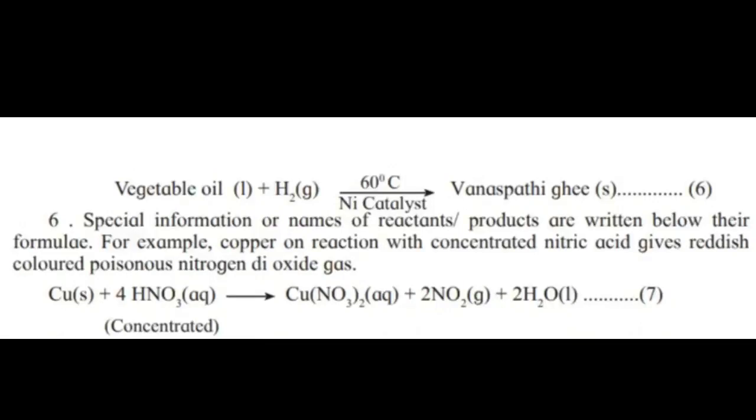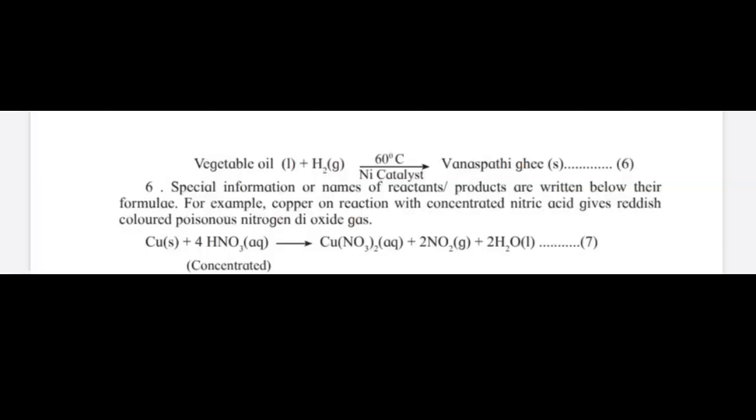These conditions are indicated below or above the arrow indicating the direction of the reaction. For example, the reaction of vegetable oil takes place at the temperature of 60 degrees Celsius with hydrogen in presence of nickel as catalyst. This is written as vegetable oil plus hydrogen in presence of nickel as catalyst at 60 degrees Celsius. Vanaspati ghee is formed.